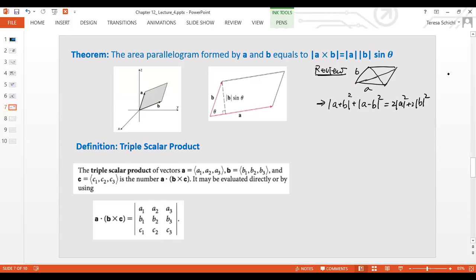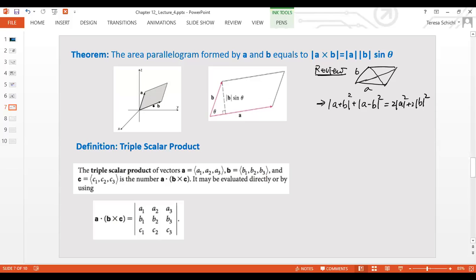If your parallelogram is a rectangle, then this works because of the Pythagorean theorem. But in general, a parallelogram does not have right angles. This is what we had in the previous lectures, and it is very useful. Now today we're going to look at the parallelogram again and see how the cross product gives us the parallelogram area.